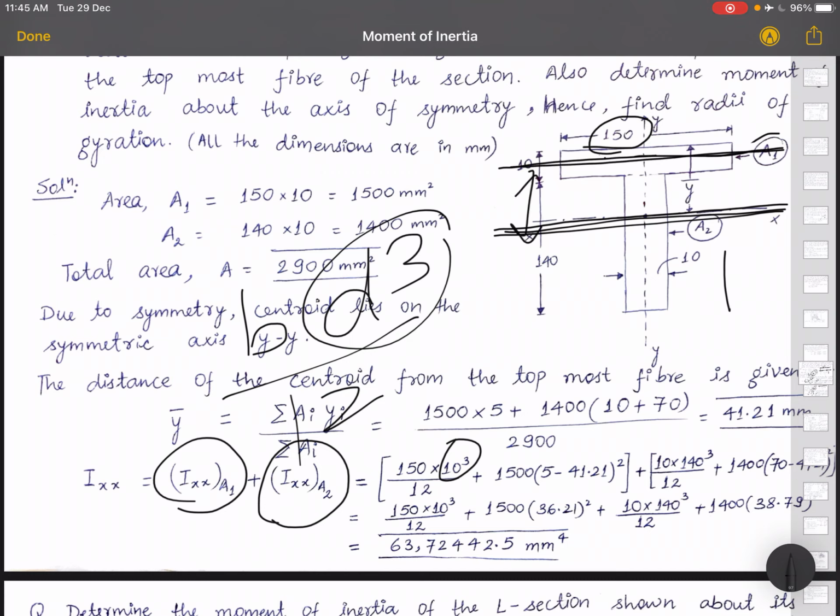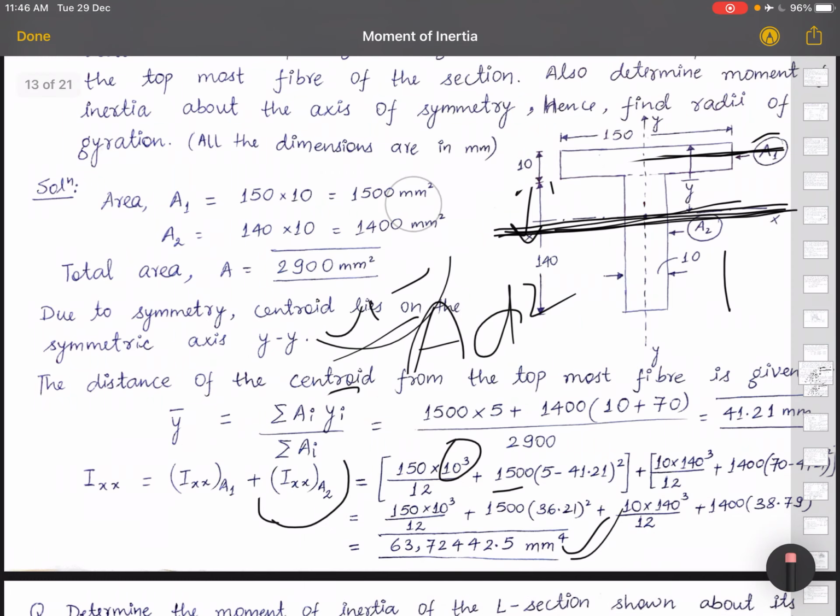Now what is the moment of inertia about the overall centroidal axis? We have to use the parallel axis theorem, which states we add A into d square. A is the area, 1500, and d is the distance between the two axes, so 41.21 minus 5, squared. Similarly for the web portion: 10 into 140 cube by 12 plus 1400 into 70 minus 41.21, squared. Clear? You put in the values and you will get the moment of inertia.